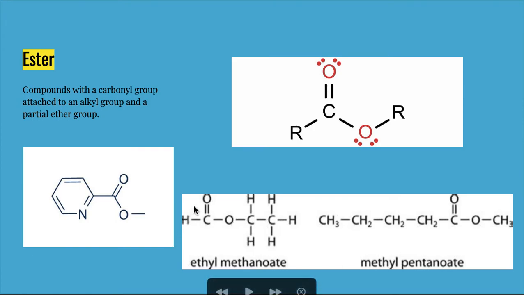The next one is an ester, which is a compound with a carbonyl group attached to an alkyl group and an ether, a partial ether group. I remember esters because it sounds really similar to ether.